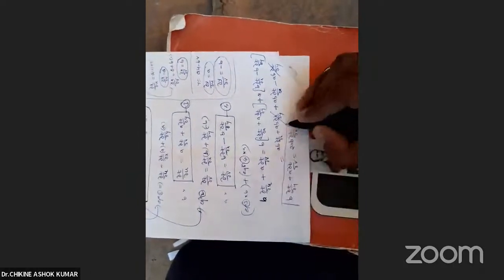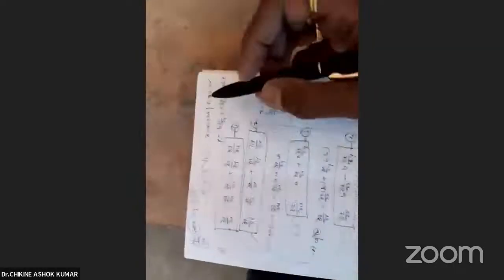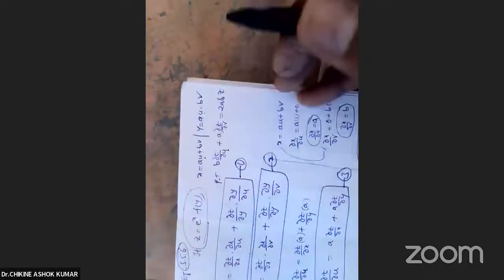But actually what is being asked is to prove that this is equal to 2abz. So what is the z value here?